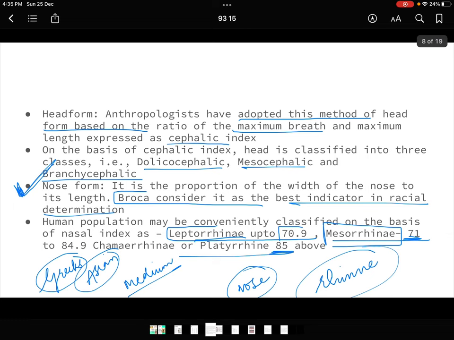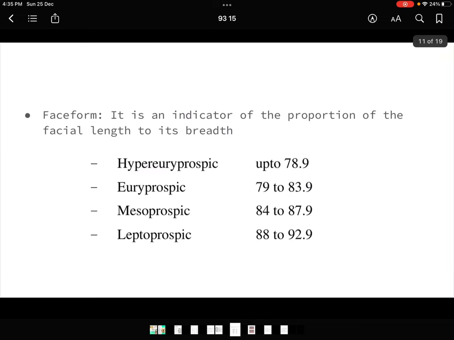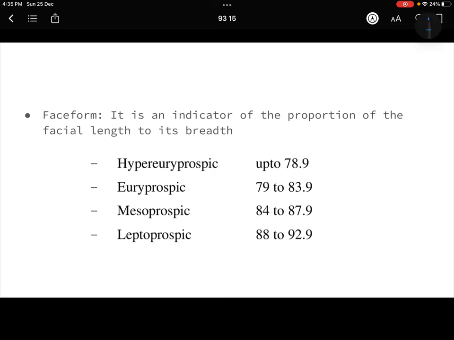So you can also aap bhi apne nose, apne head ka measurement karke, you can just see aapka kis type ka head hai, nose hai, right? So this was the next character that we studied. Next comes the face form. That means hamara face kaisa hai. Kal bhi hum baat kar rahe the, it could be oval, it could be rectangular, it could be triangular, right? So different shapes can be there.